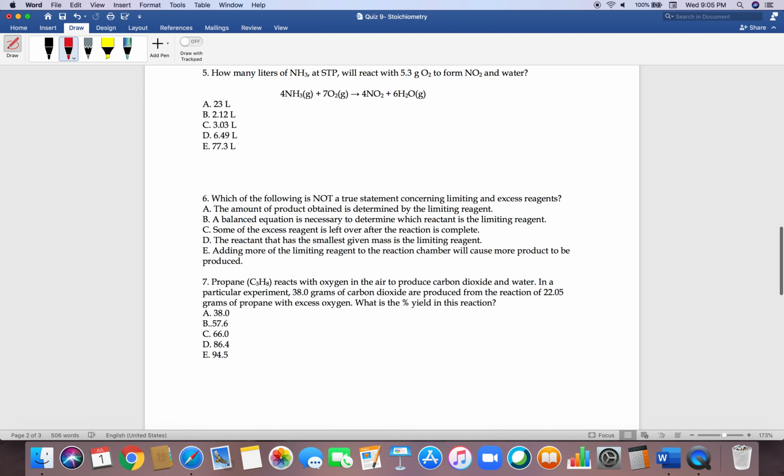Number 5 says, how many liters of NH3 at standard conditions, STP, will react with 5.3 grams of oxygen to form nitrogen dioxide and water? So we have 5.3 grams of oxygen gas. Now, important to note here that it's oxygen gas, so it's diatomic. So that means it's not 16 grams per mole, but it's 32 grams per mole.